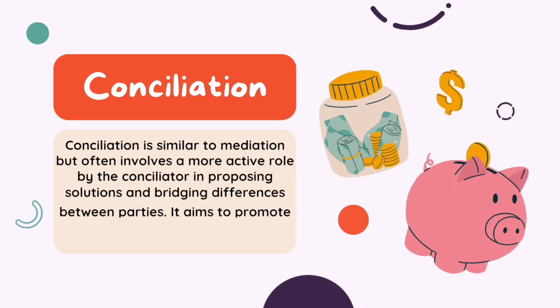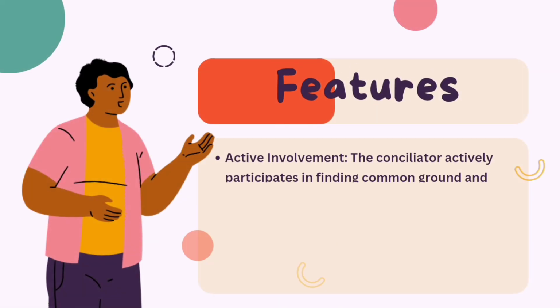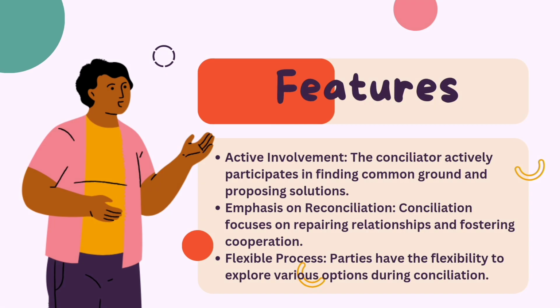Conciliation is similar to mediation but often involves a more active role by the conciliator in proposing solutions and bridging differences between parties. It aims to promote understanding and reconciliation between conflicting parties. Features: Active involvement: the conciliator actively participates in finding common ground and proposing solutions. Emphasis on reconciliation: conciliation focuses on repairing relationships and fostering cooperation. Flexible process: parties have the flexibility to explore various options during conciliation.